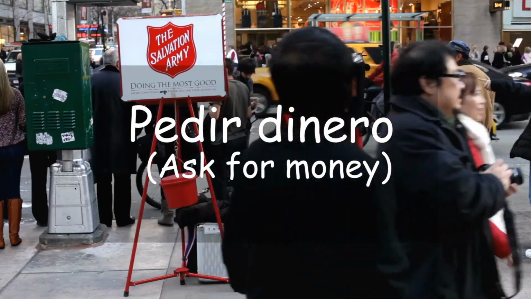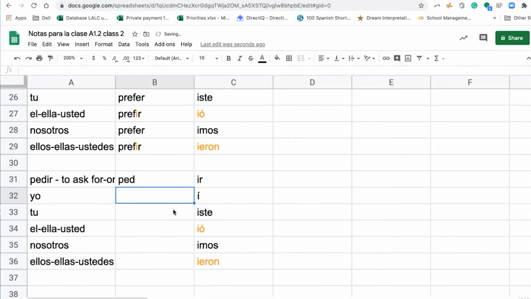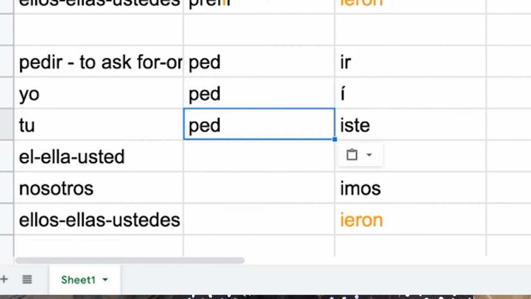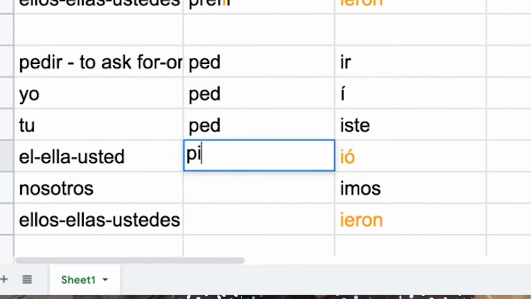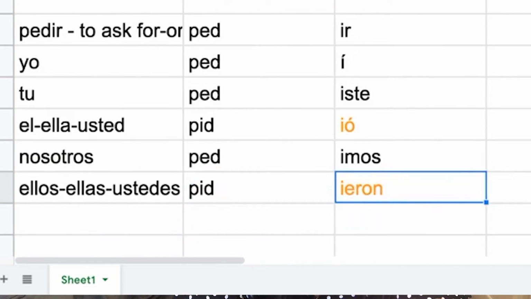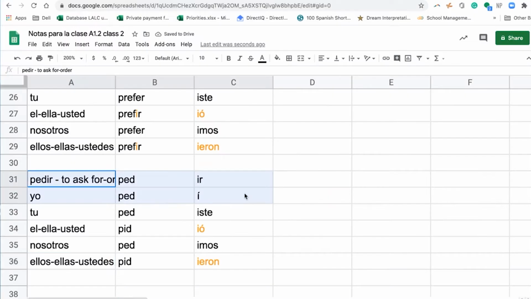So the ending will stay the same. Pedir: yo pedí, okay? Tú pediste, él, it changes, so the E changes to I, so it's él pidió. Nosotros doesn't change, pedimos, y ellos pidieron, okay? Correcto. So focus on studying the meaning and the conjugation of these verbs, mainly, for now. When you advance, you can learn more verbs that follow this irregularity.